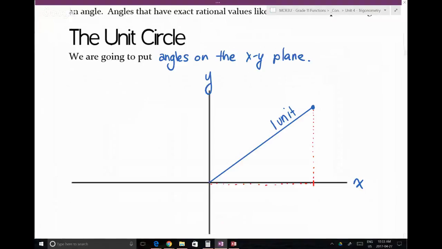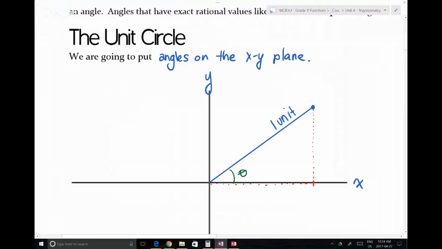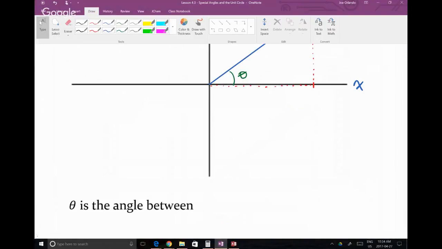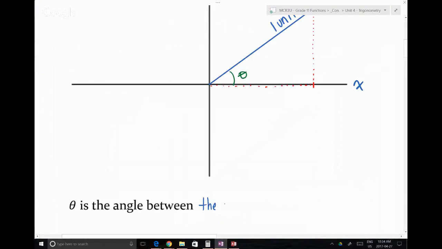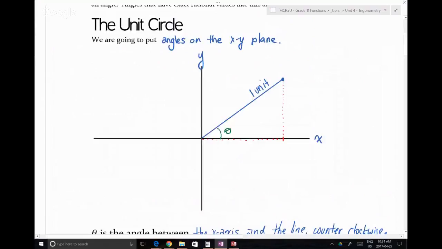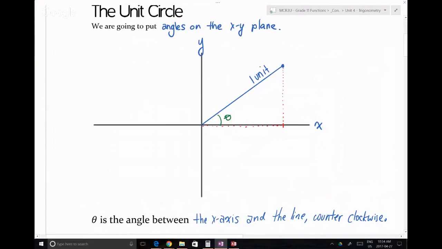So we're always going to define our angle as the angle between the x-axis and the line going counterclockwise. So theta is the angle between the x-axis and the line, anti-clockwise. So that's the basic setup.